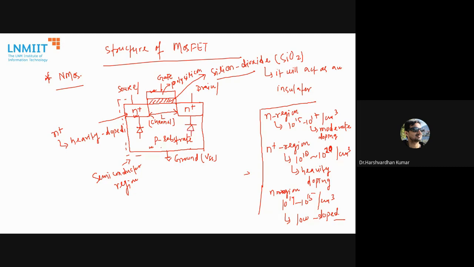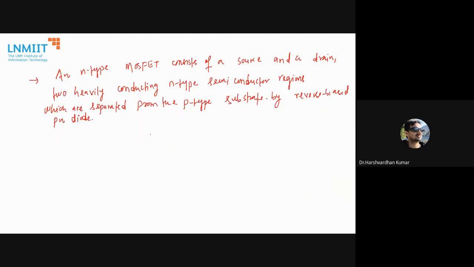In the P substrate region, what will be the majority charge carriers? Holes. And what about the minority carriers? Electrons. Good. Why am I asking this? I will explain later. Now, the second point will be a metal, that is the gate terminal.